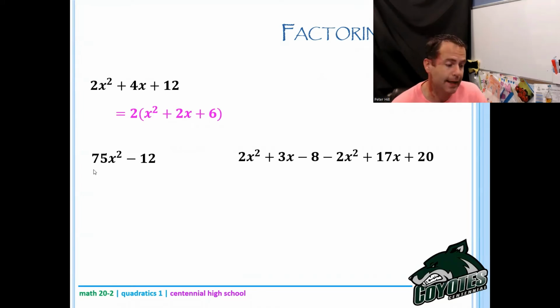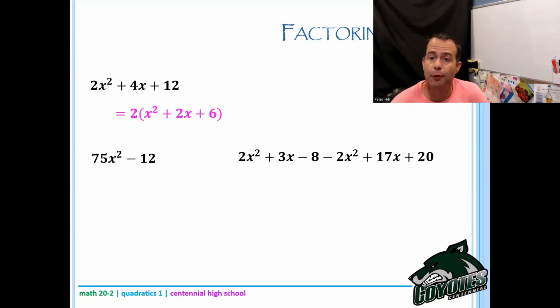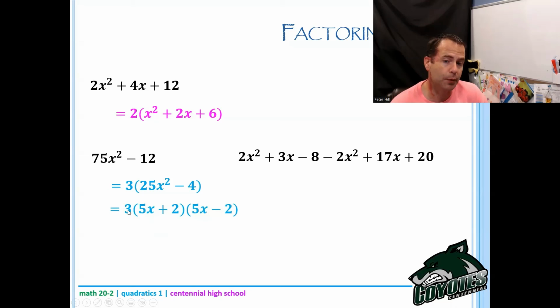Okay, next, 75x squared minus 12. Well, none of that looks familiar, but let's see if we can find a common factor. There is a common factor. It's 3. So pull the 3 out and see what happens. If I pull the 3 out, I'm left with 25x squared minus 4. Well, that's a difference of squares, my friends. So that's going to give me 5x plus 2 and 5x minus 2. So I'm left with 3 times 5x plus 2 times 5x minus 2. You guys are doing awesome.